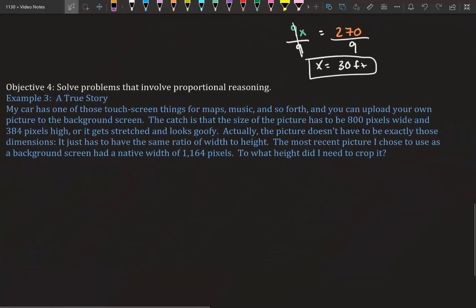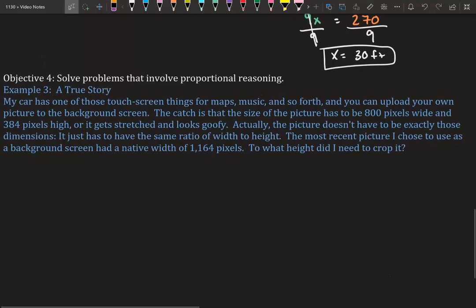We're going to solve problems using proportional reasoning. So this is actually a true story. My car has one of those touchscreen things for maps, music, and so forth, and you can upload your own picture to the background screen. The catch is the size of the picture has to be 800 pixels wide and 384 pixels high, or it gets stretched and looks goofy.